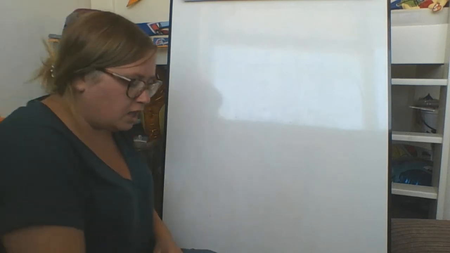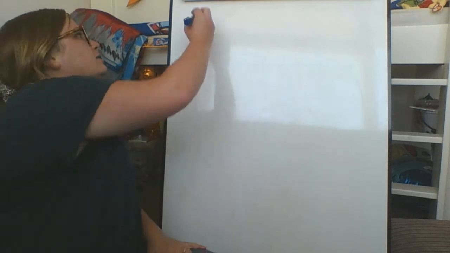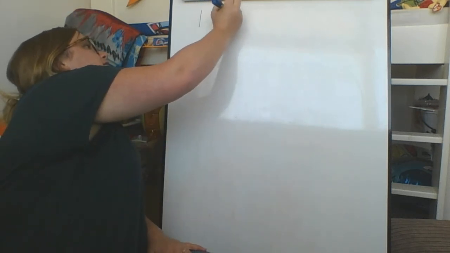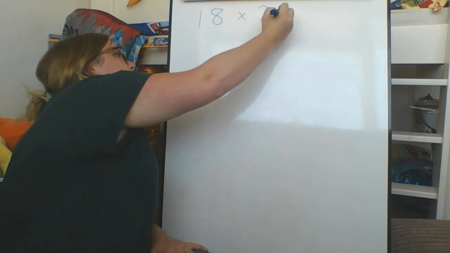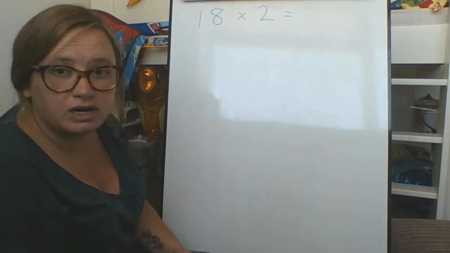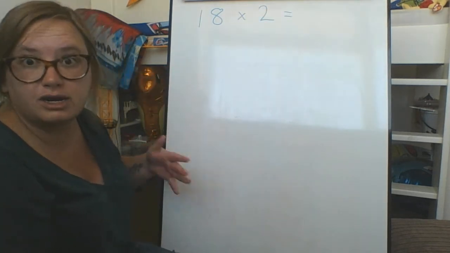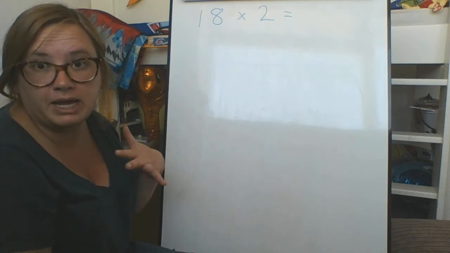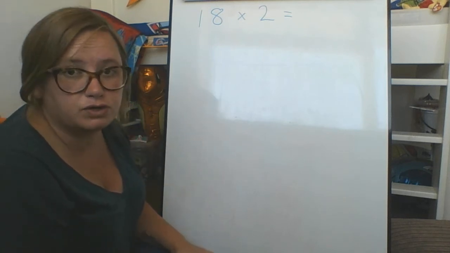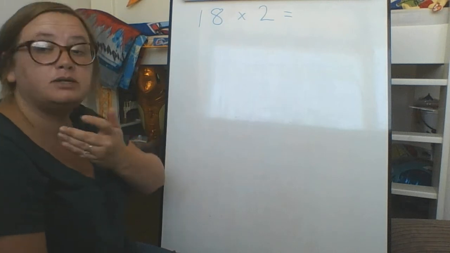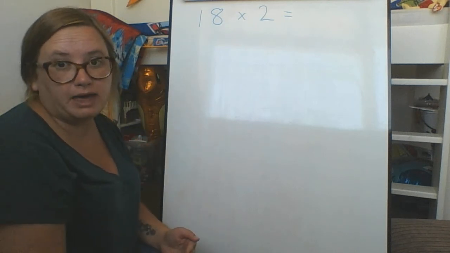Right, number sentence. Again, what could we multiply? This time I think I'm going to do 18 times 2. Some of you may already know this because you can partition the number in your brains and do it that way. But actually, to have the written method is really, really important. Okay, so we're going to use our grid method for multiplication.